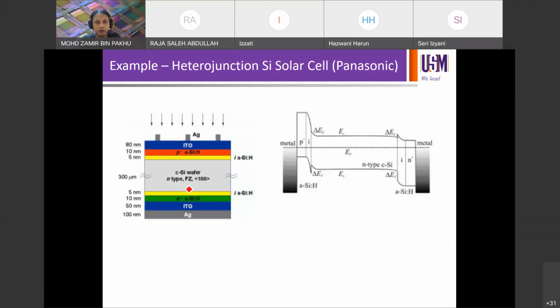We have a central wafer. So before this, we have been discussing about having a wafer, p-type, for example, or n-type. Say if you have a p-type, then you diffuse a very thin layer of emitter to form a junction. So you have an n on p, and that's it. You have a single p-n junction.